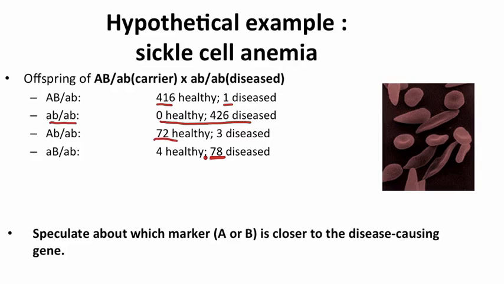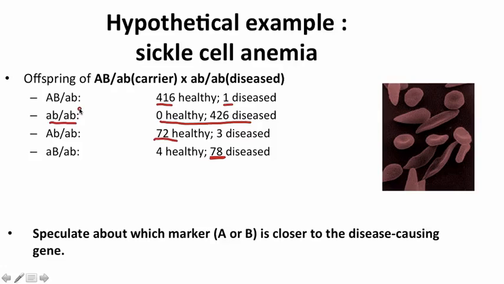Now again, remember, mapping is looking for an association between genotype and phenotype. Okay? So what you want to do in looking at this right now, this is just like the problem we did in a previous video. Look and see, does your genotype just at A predict the disease? Does your genotype just at B predict the disease? All right, well, let's take a look now.